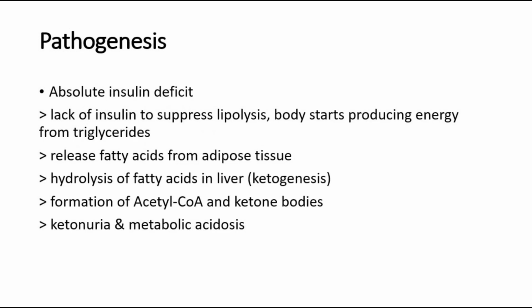So how does DKA occur? This is the pathogenesis. So when there is absolute insulin deficit, there will be lack of insulin to suppress the lipolysis process. And because the body will need energy, they will start producing energy from the triglycerides. So this will release fatty acids from their adipose tissue. And when there is hydrolysis of fatty acids in the liver, also known as ketogenesis, there is formation of the acetyl-CoA and ketone bodies. So these ketone bodies will become excessive and it will cause ketonuria, which is ketone in the urine, and also cause metabolic acidosis.